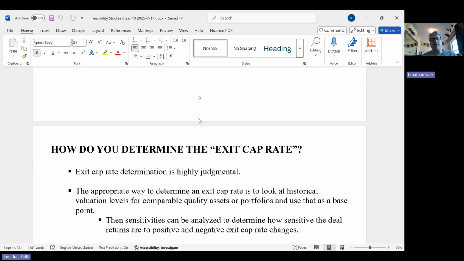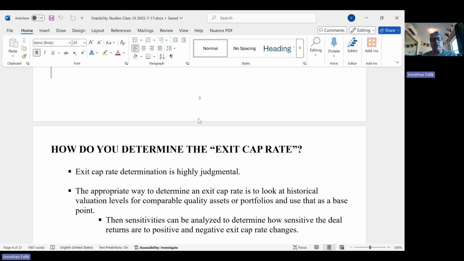So exit cap rates can be highly judgmental, and the right way to determine an exit cap rate is to look at what exit cap rates have been on a historical basis. And the exit cap rate is the cap rate we're applying to the last year's net operating income. So our year 5 net operating income we will then divide by the exit cap rate to come to a value. And I'll point this out in the model, it might be later in this first part of the class, or it might be in the second video recording for the class.